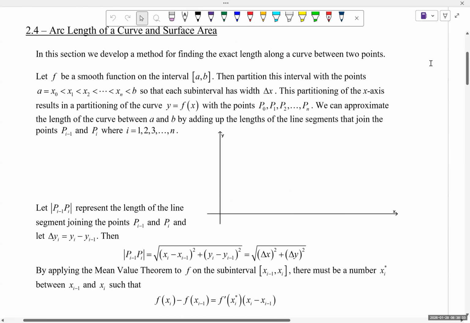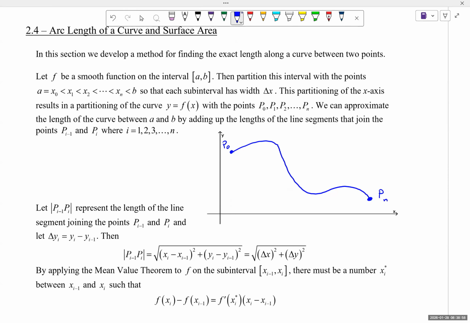So here's the short story of it. Imagine you have 2 points. We'll call this point P0 and this one P sub n. And you've got some curve connecting them that maybe looks like, I don't know, do something totally silly like that.